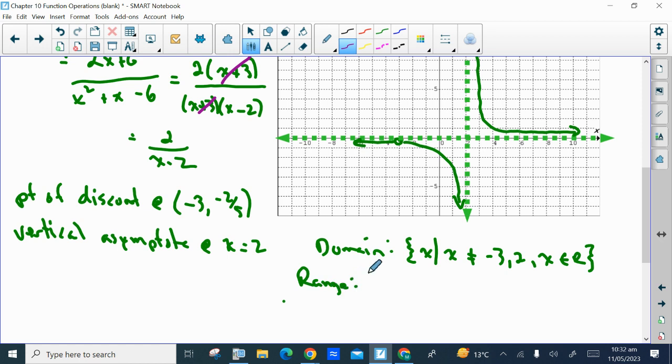Same thing with the range. Most take into account the horizontal asymptote, but they forget about the point of discontinuity. In this case, y cannot equal -2/5 or 0, but all other values are possible. So don't forget about the point of discontinuity.